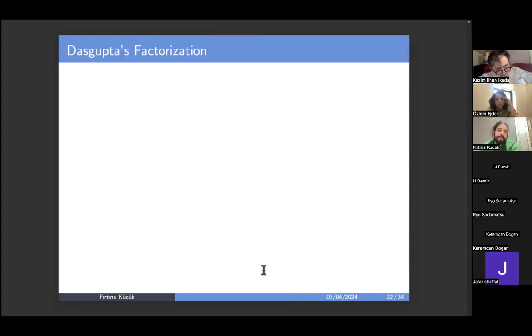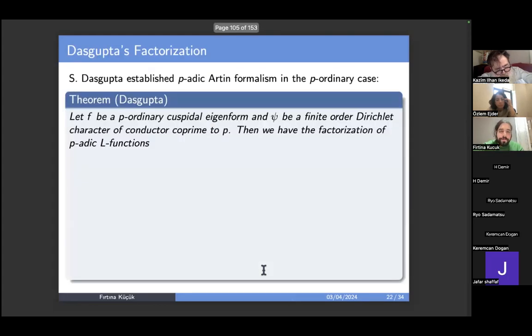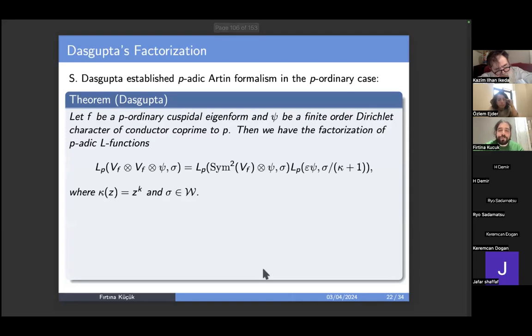So let's move on to Dasgupta factorization. The first result, in this particular problem: Dasgupta established this p-adic Artin formalism in the p-ordinary case. So if we have a cuspidal eigenform and a finite order Dirichlet character, then we have a factorization of p-adic functions. So this is the p-adic function of this, and here we have the p-adic function of the symmetric square and the p-adic function of the alternating square.